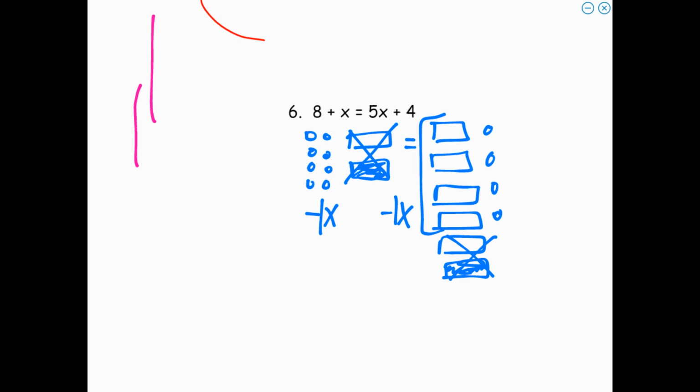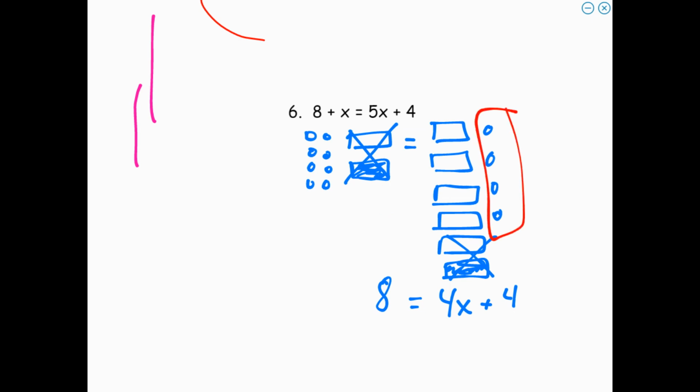Because now you've got 4 tiles here. Right? So we have 4 x tiles on this side, and we still have our 4 ones and we still have our 8 ones on this side. That didn't change by making zero pairs for the x tiles, right? So now I need to cross out these, because you don't have any x's left on this side. You need to cross these out so that you have all your x's on one side and nothing but x's on one side.